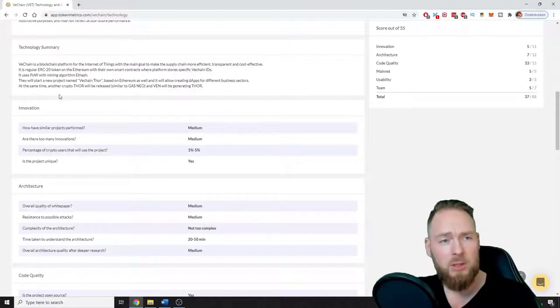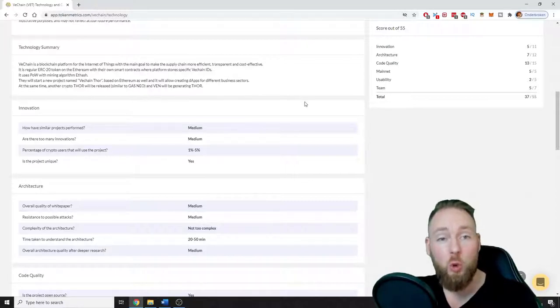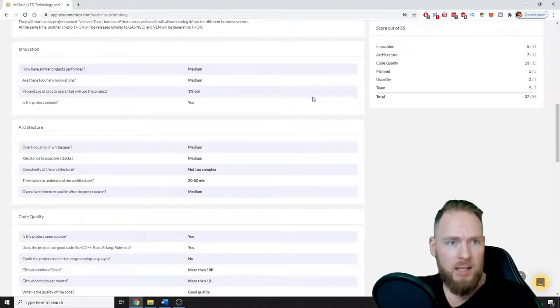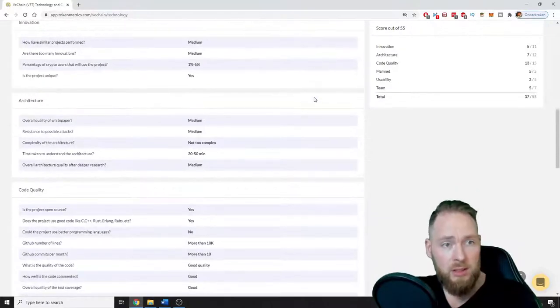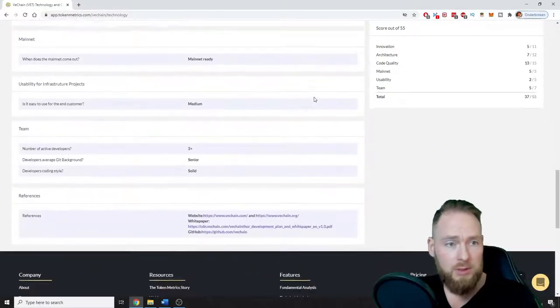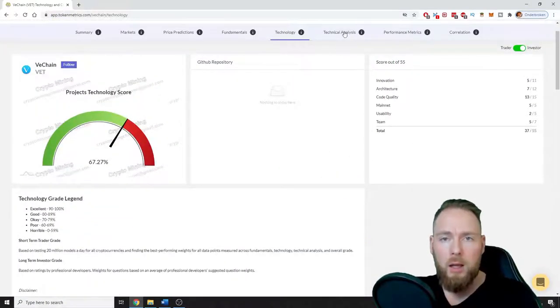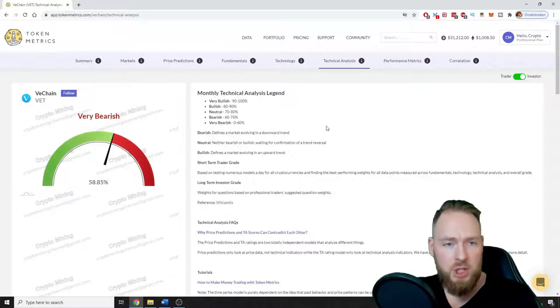At the same time, another crypto, Thor, will be released, similar to Gas for Neo, and VeChain will be generating Thor. So you will make a passive income on your VeChain. So a lot more information here: innovation, architecture, code quality, mainnet, team, technical analysis, currently very bearish.